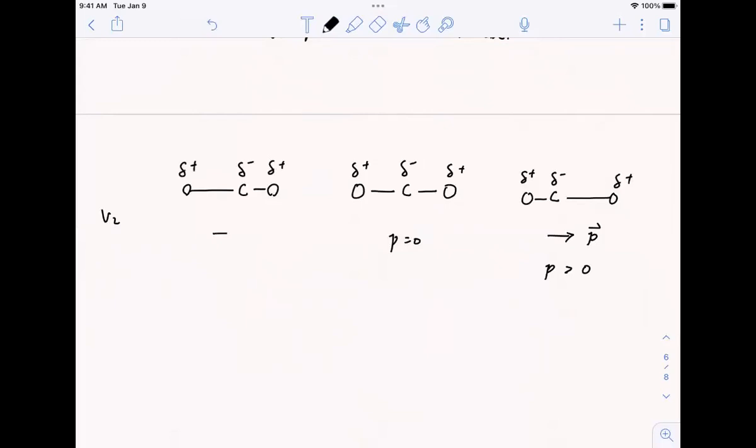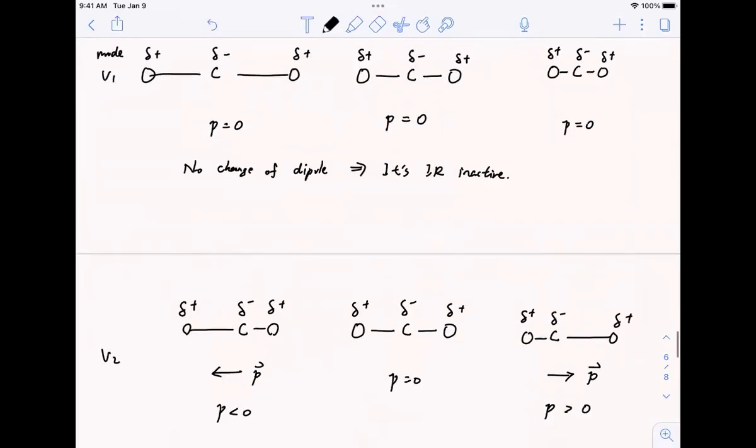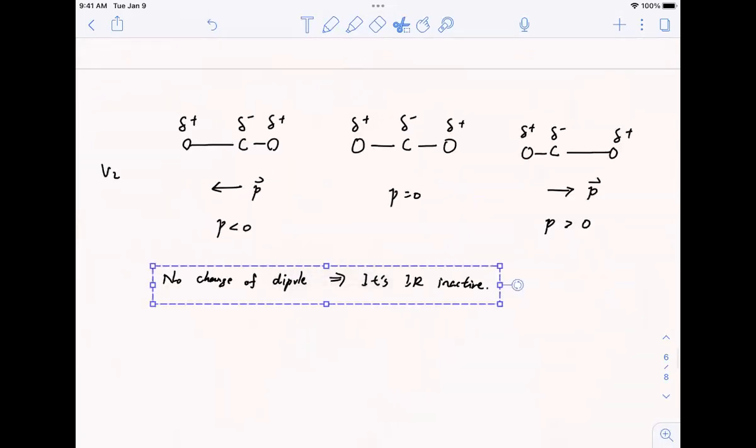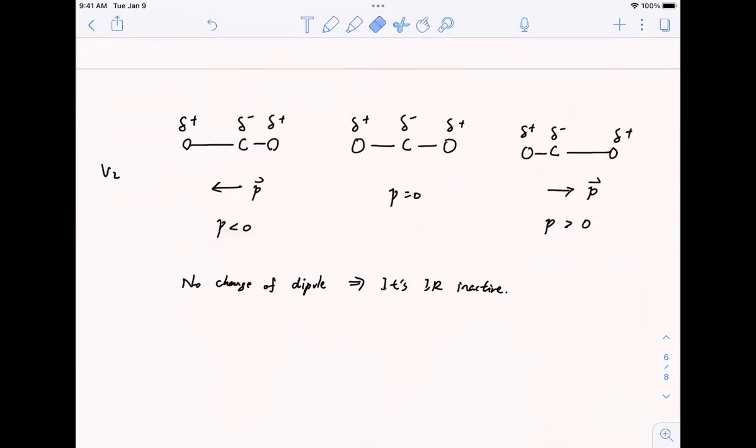Okay. Then P is smaller than 0. So the dipole is oscillating. When it vibrates, the dipole just goes up and down, up and down. There is a change of dipole. So that means this is infrared active. Okay, so we're done with this one.